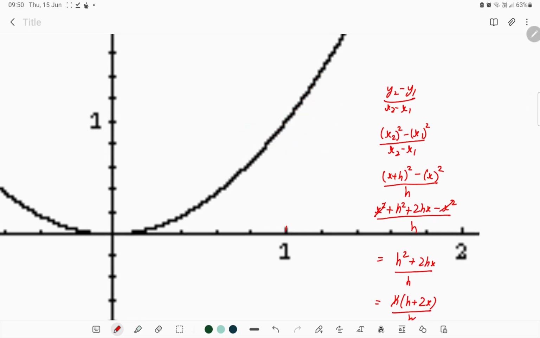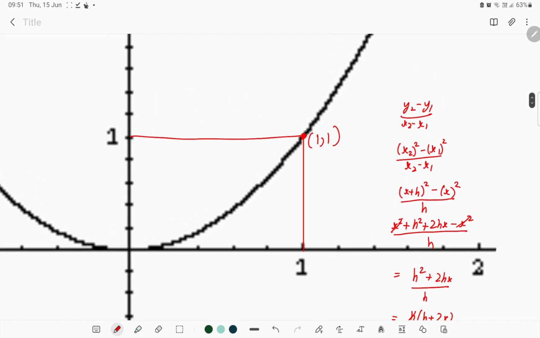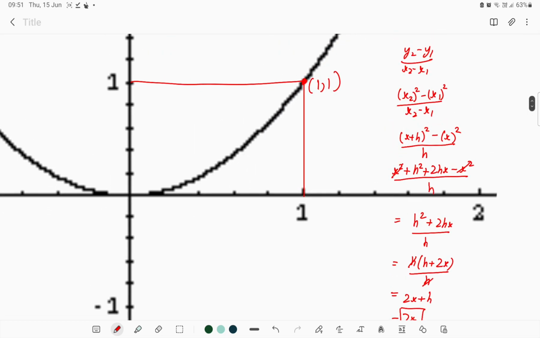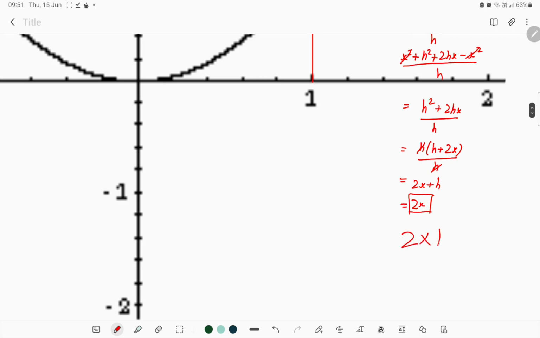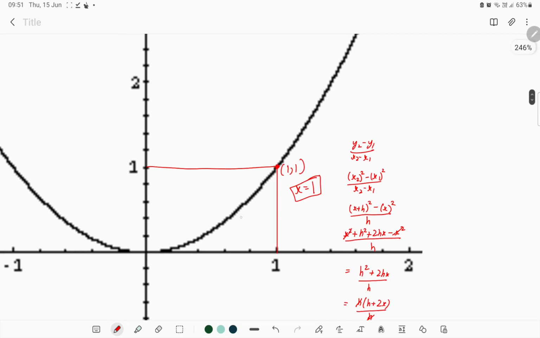So what we just took out means that if I take a point here, this point is 1, 1, and I want the slope at this point. What is the slope at this point? So what is the x position? The x position is 1, right? So the slope would be just 2 into the x position, which is 1, is equal to 2. So the slope at this exact point will be 2.